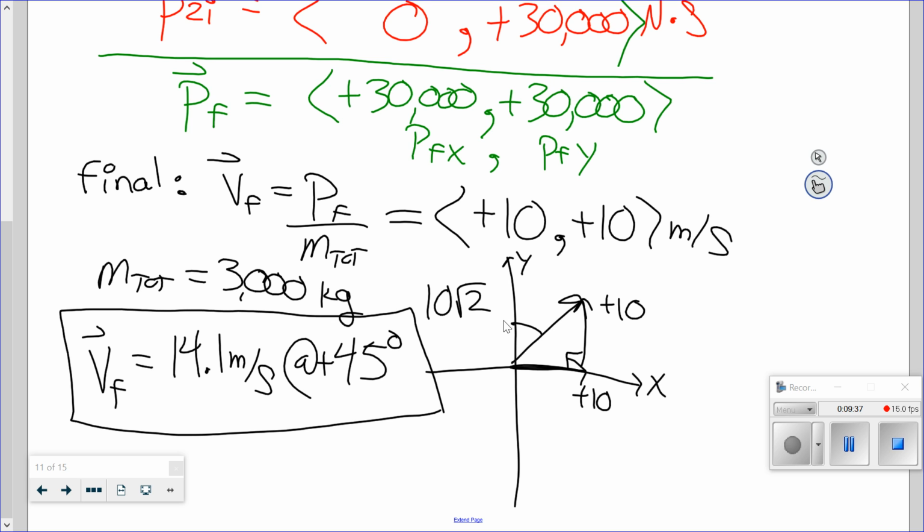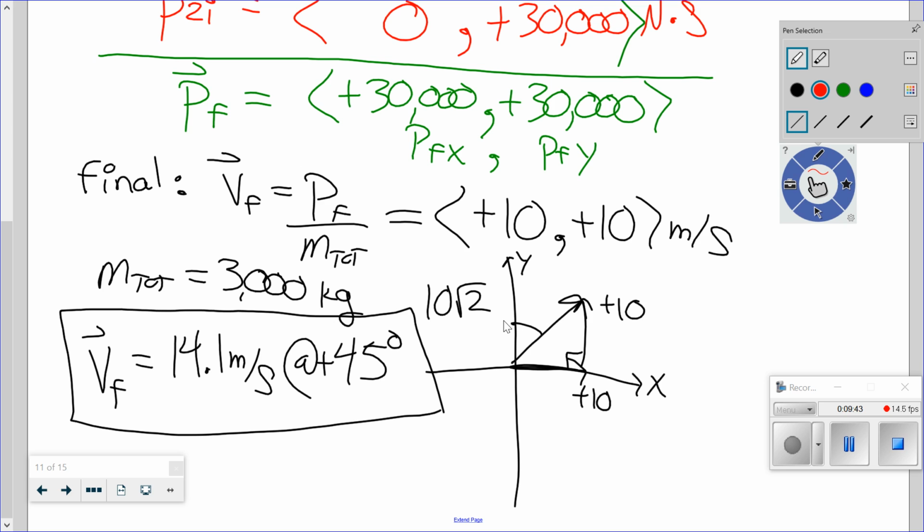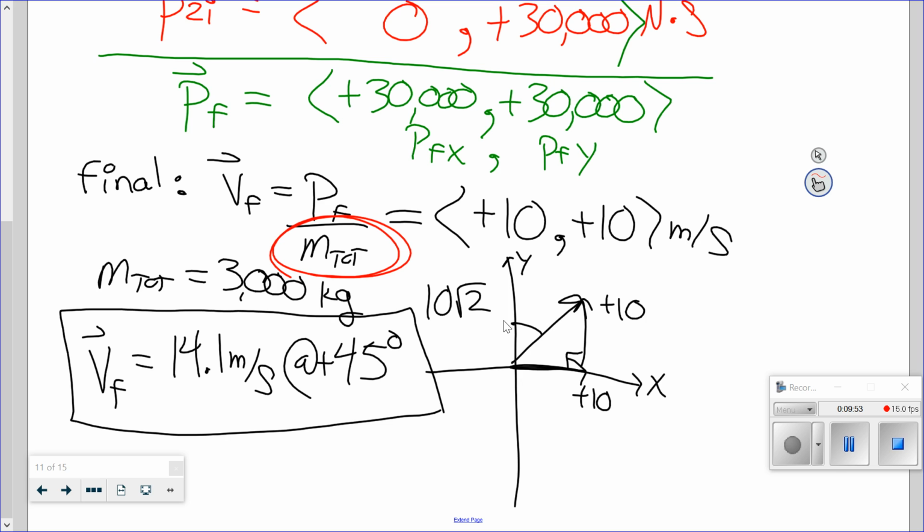That's the one thing people tend to forget is, hey, can't I just take momentum and use that? Not quite. Not if I asked for the final velocity. Okay, and you can't divide by one mass or the other. Most people can remember, okay, momentum is mass times velocity, I can divide momentum by mass, get velocity back. But they stuck together, so you have to use the total.